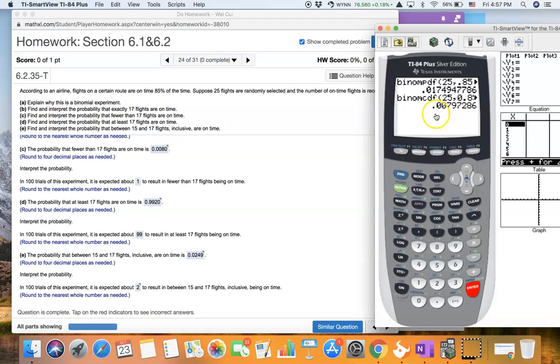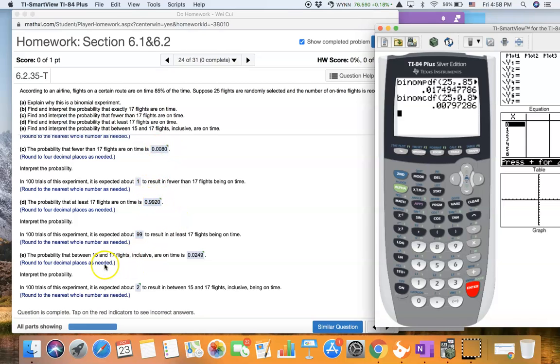So I just use 1 minus this probability, so I can find that the answer is 0.9920, right? Because if you add these two, you get 1.